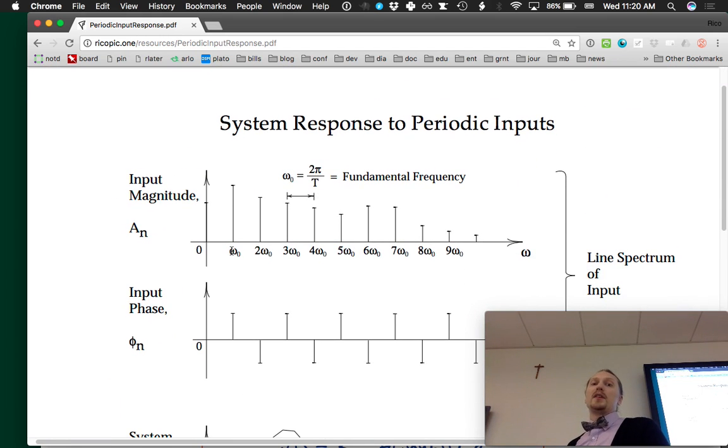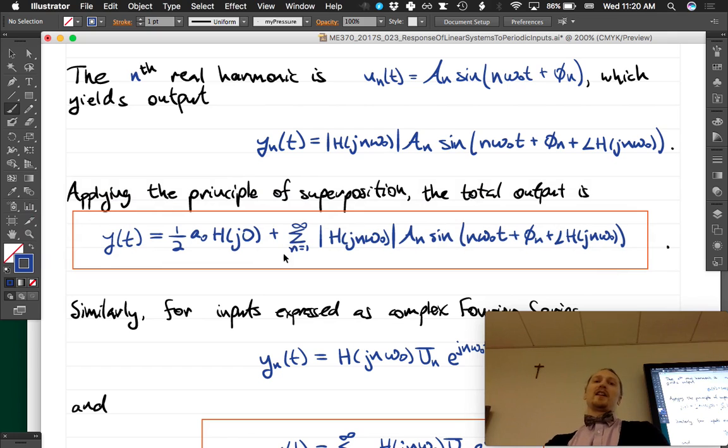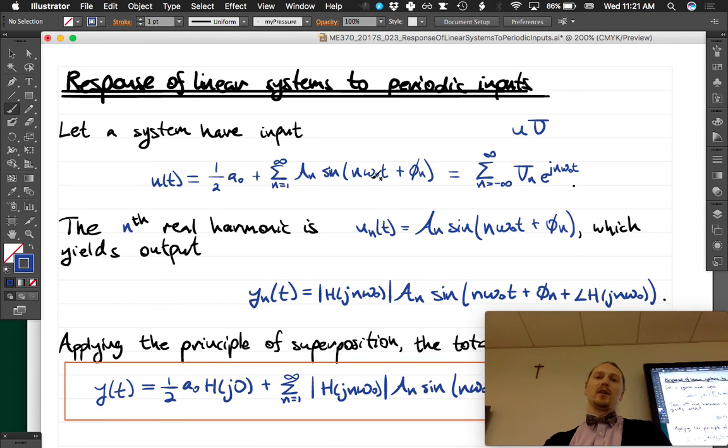So the input we're just going to say is whatever it is. Say it's some periodic function that you can write a Fourier series for. We're going to say that it is what it is, and we did a Fourier series analysis on it, say, and we computed what all of the A_n's are. We computed what all of the phi_n's are, and we're going to put that in. So this is our input. We know what all the A_n's are.